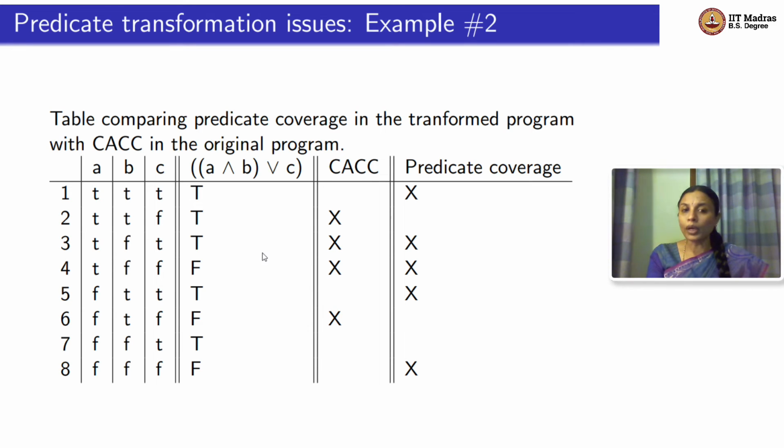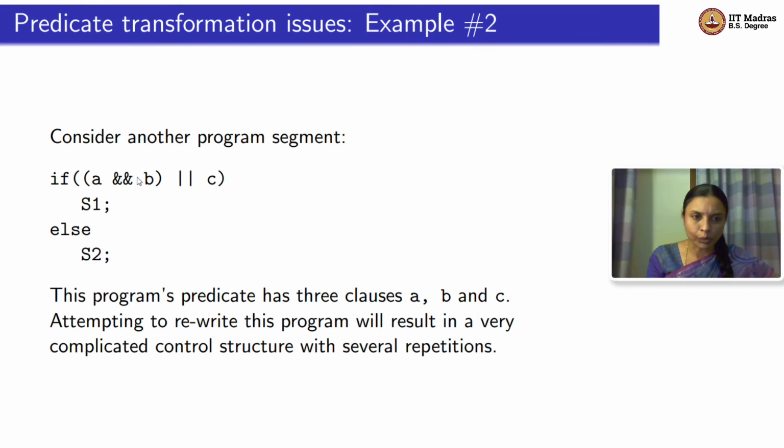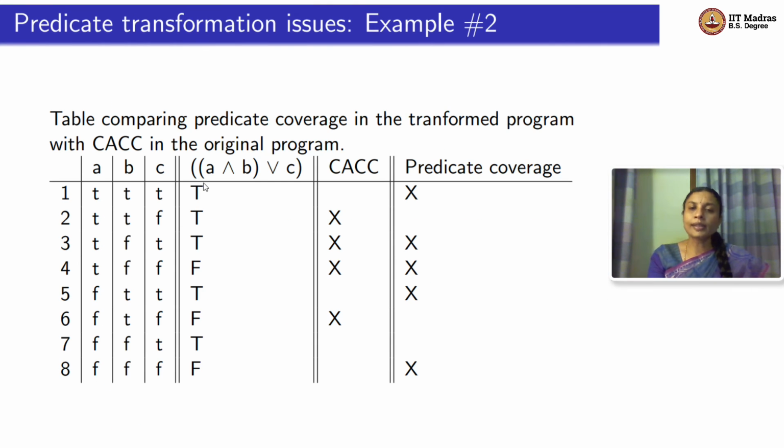So this table I have worked out, not given the working out, but directly given the truth table for A and B or C, which was the predicate present in this program here. And CACC test requirements are marked out here. These X's represent the 4 rows which will satisfy CACC, correlated active clause coverage criteria, as a test requirement. Predicate coverage as a test requirement is marked out by these rows. If you see, only 2 of these rows are identical. The rest of the rows are different. So predicate coverage on the transform program is not the same as correlated active clause coverage criteria on the original program.